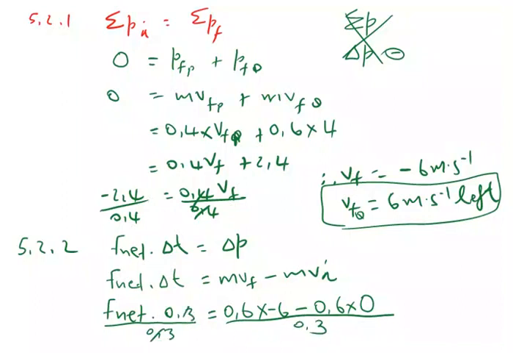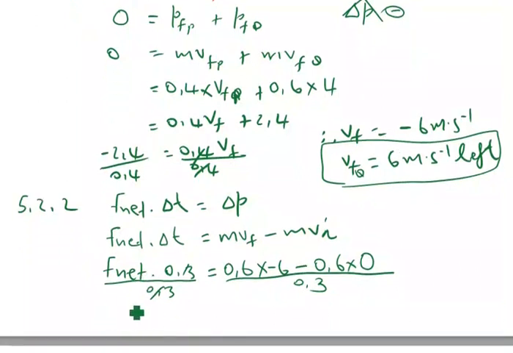So we are left with F net, which is equal to, now let's press the calculator here. So we have minus 12 newtons, which means this is the force that is exerted on the spring by what? By Q, because it's in this direction.